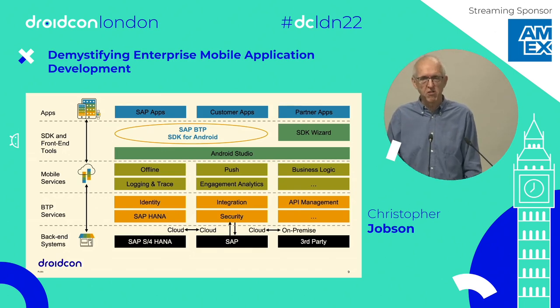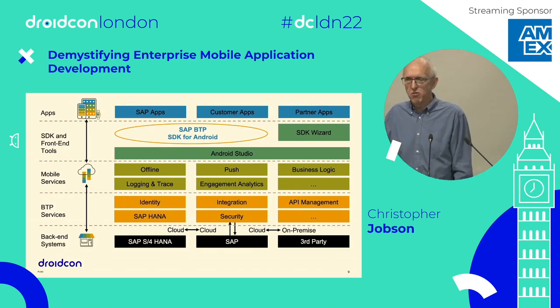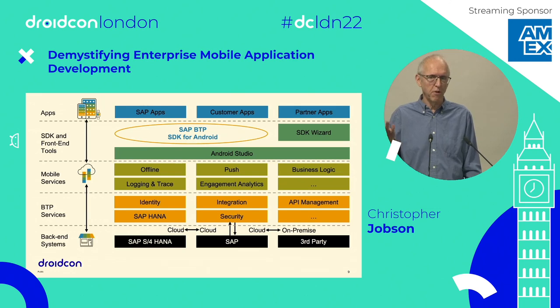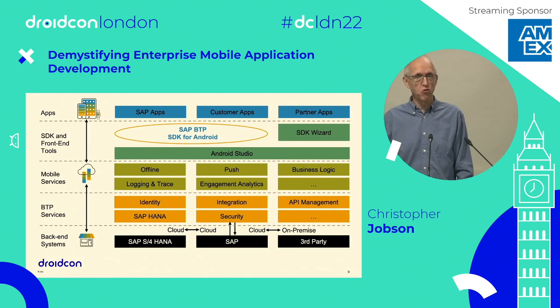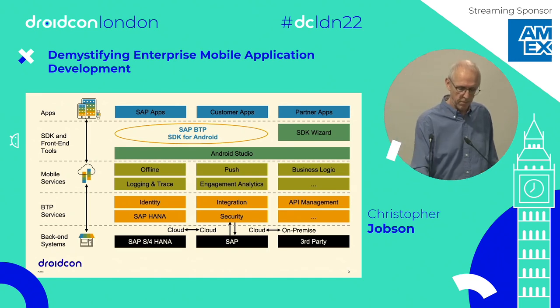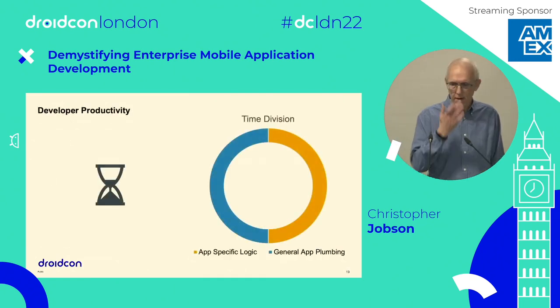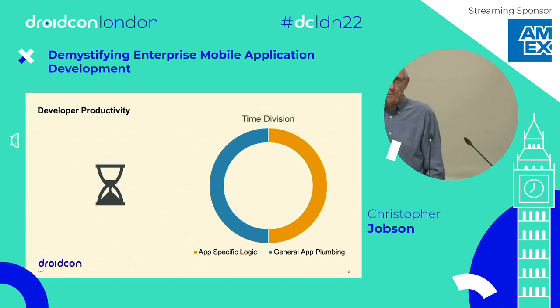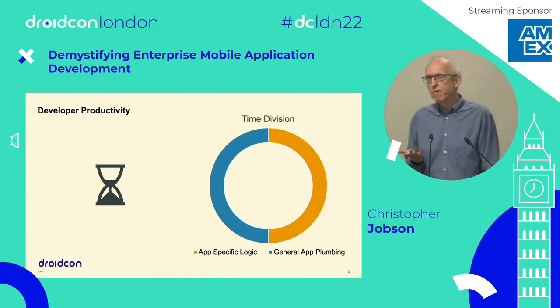I mean, you're not building the app just to use the SDK. You're not building the app to use BTP Cloud Services. You're building the app so you can gain access to business data, which contains interesting stuff that helps you do whatever job you're supposed to be doing. So that's the goal.